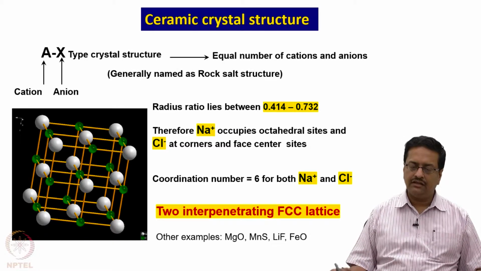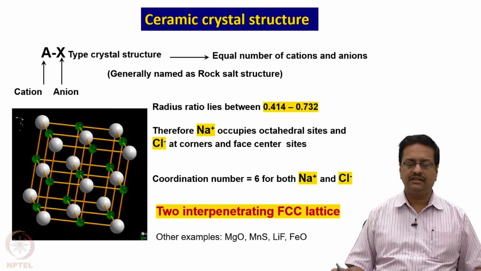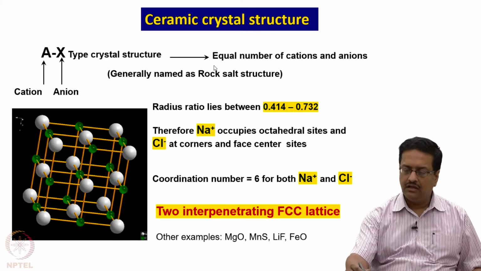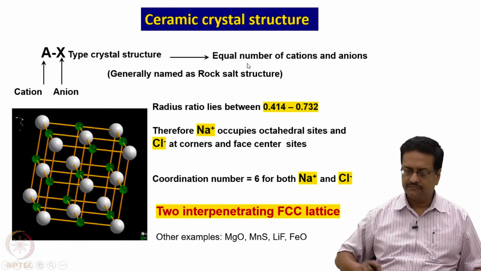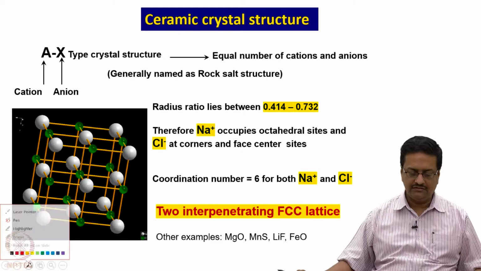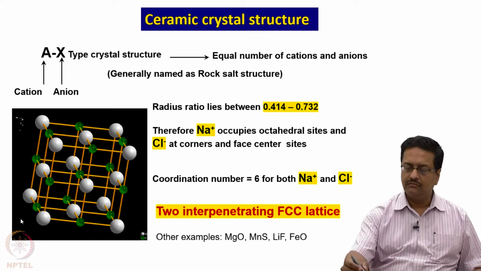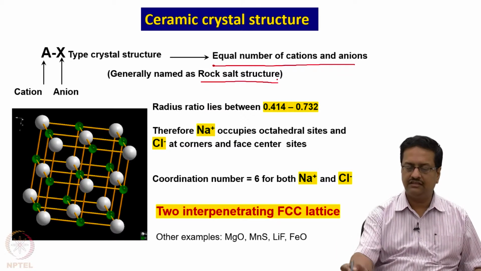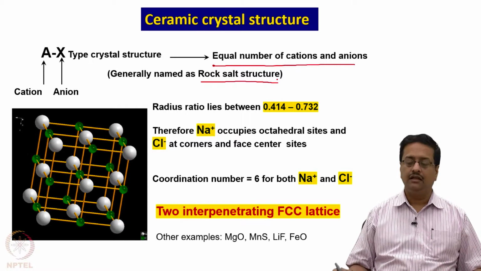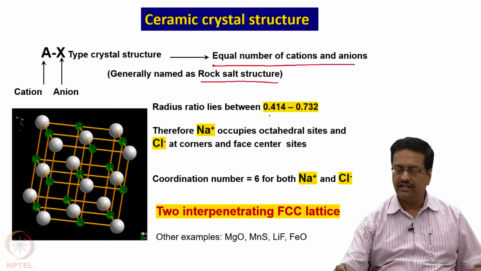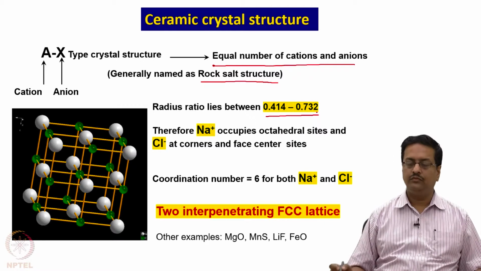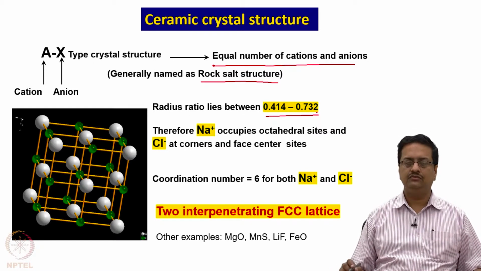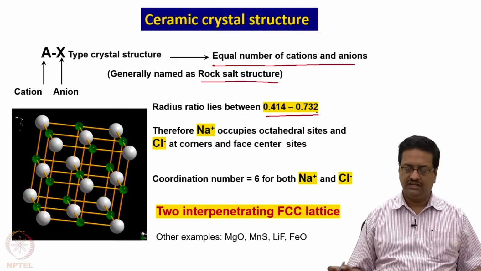Here we have a ceramic crystal structure of the type AX, where you have an equal number of cations and anions. The most common example is the rock salt structure, or the NaCl crystal structure of sodium chloride. In this case, the radius ratio lies between 0.41 and 0.723. So, it means the coordination is 6:6 coordination.